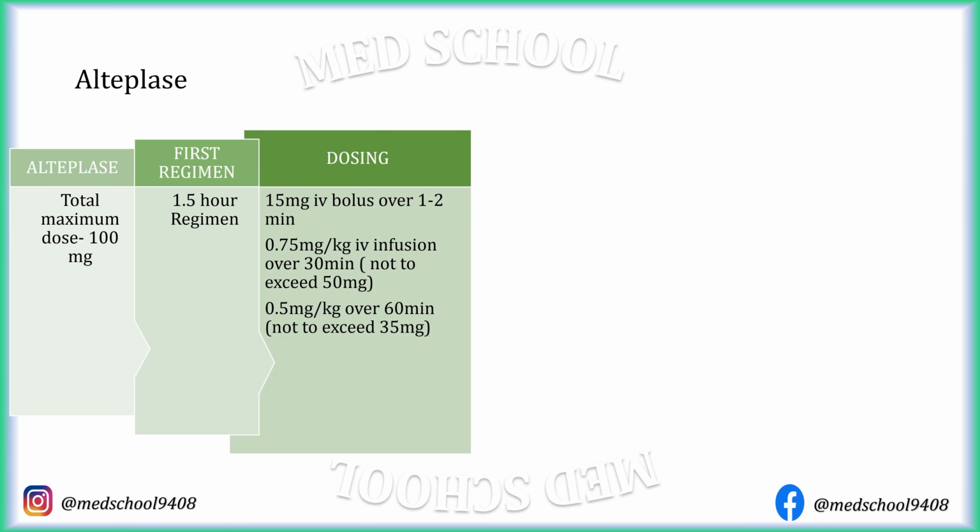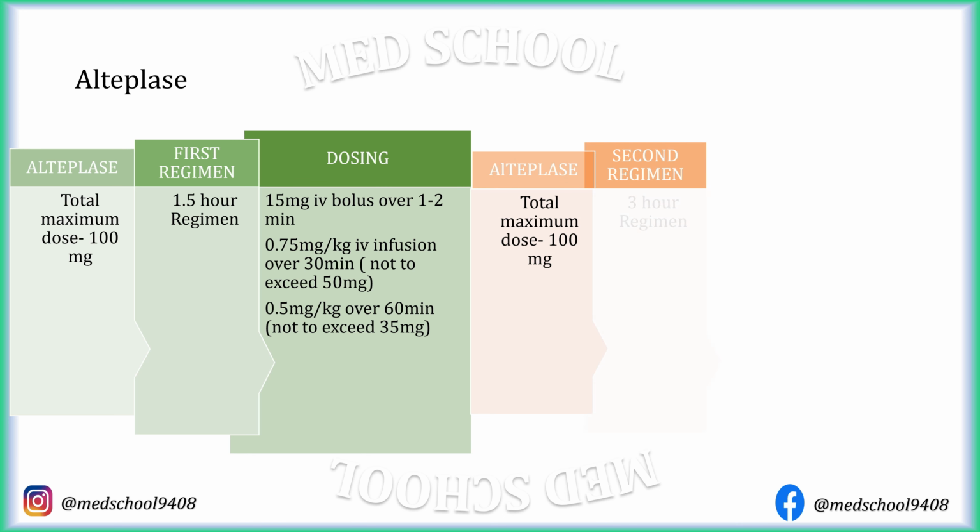Dosing is 15 mg IV bolus over 1 to 2 minutes, followed by 0.75 mg per kg IV infusion over 30 minutes. Total dose not to exceed 50 mg, followed by 0.5 mg per kg over 60 minutes. Total dose not to exceed 35 mg. Total maximum dose of 100 mg is given over 3 hours in second regimen. Dosing pattern depends on patient weight.